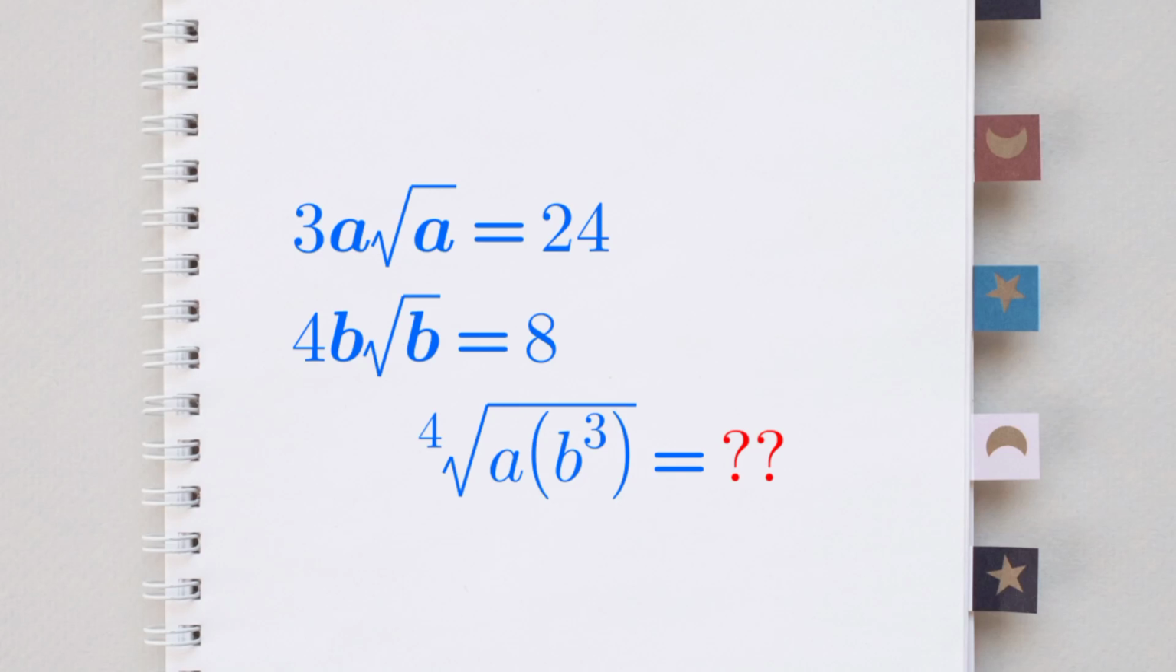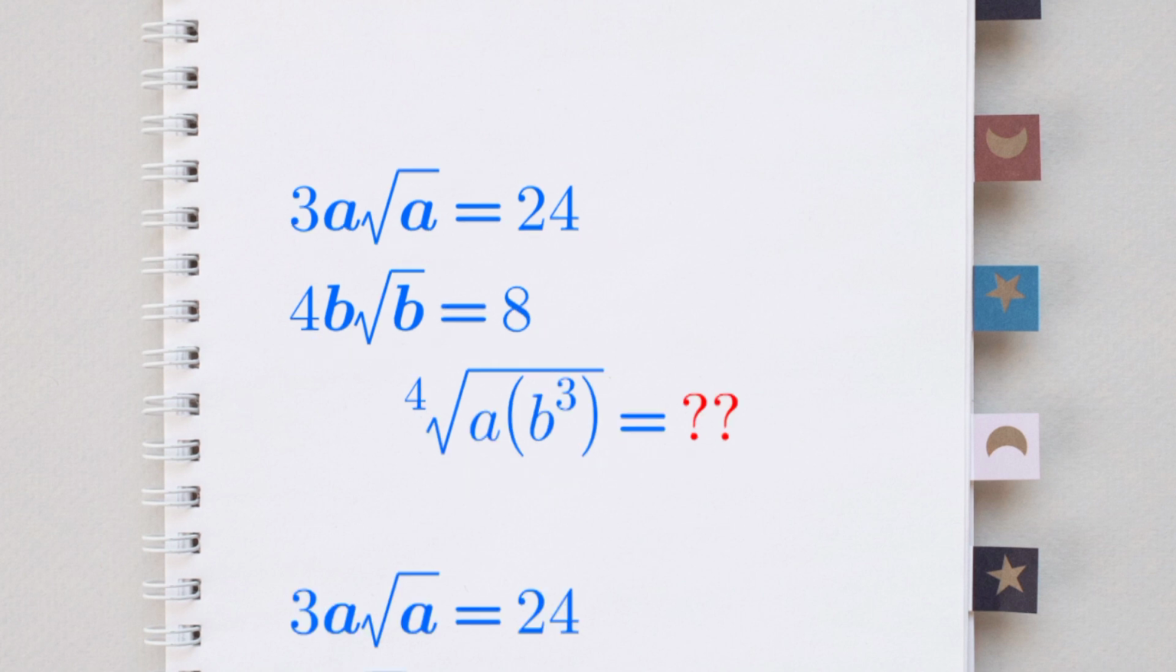So in today's video we have this question: 3a√a = 24 and 4b√b = 8, and we have to solve for the fourth root of a times b cubed. Now first of all, we have our first equation: 3a√a = 24. So we are going to try getting the value of a from here.